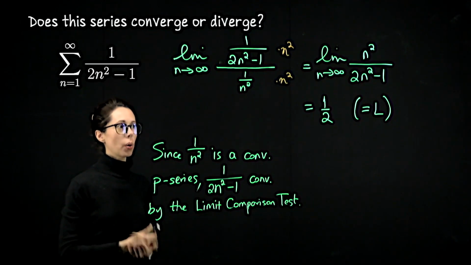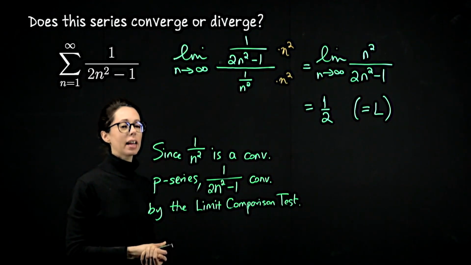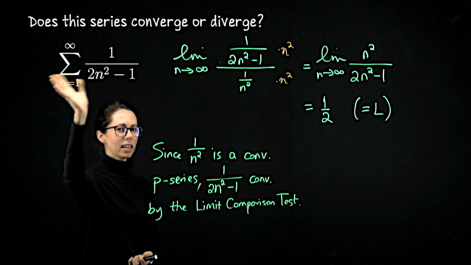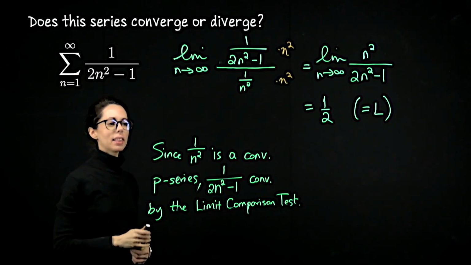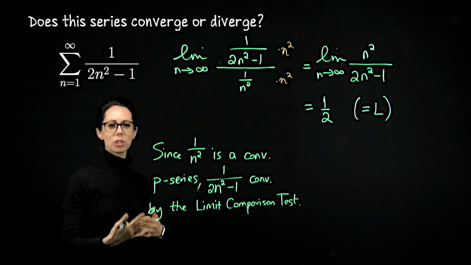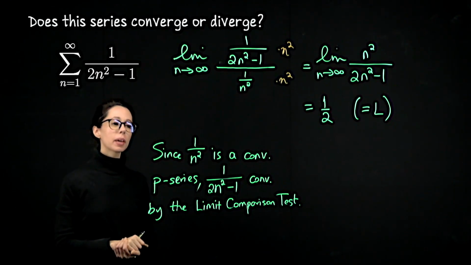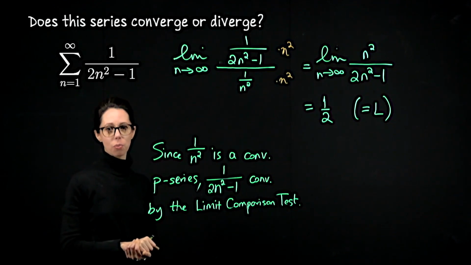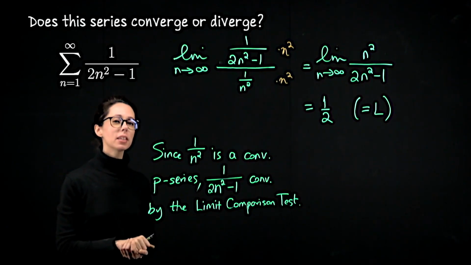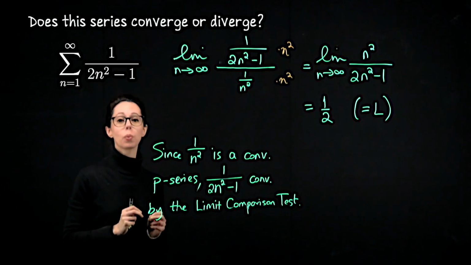This is often going to be the test that you might try if you have a series that looks kind of like a p-series. So anything that looks like it might reduce down to 1 over n to a power, the limit comparison test could give you an effective way of comparing this to a p-series, whose convergence we know.